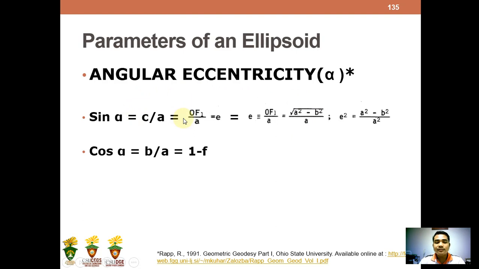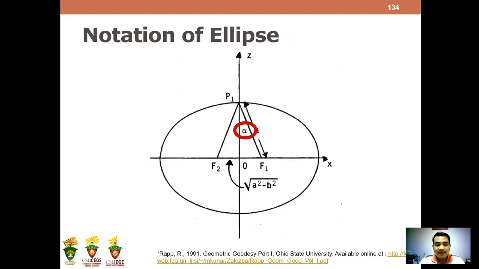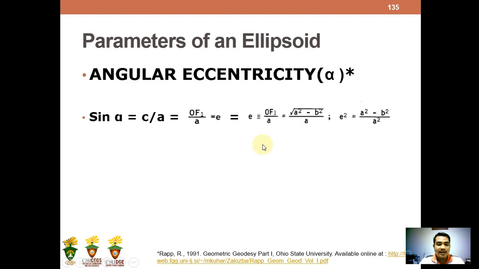We also have cosine alpha, or the angular eccentricity with respect to cosine. So we have the formula b over a. From the illustration, cosine is adjacent over hypotenuse. The adjacent is b and the hypotenuse is a, so b over a, which is equal to 1 minus flattening.